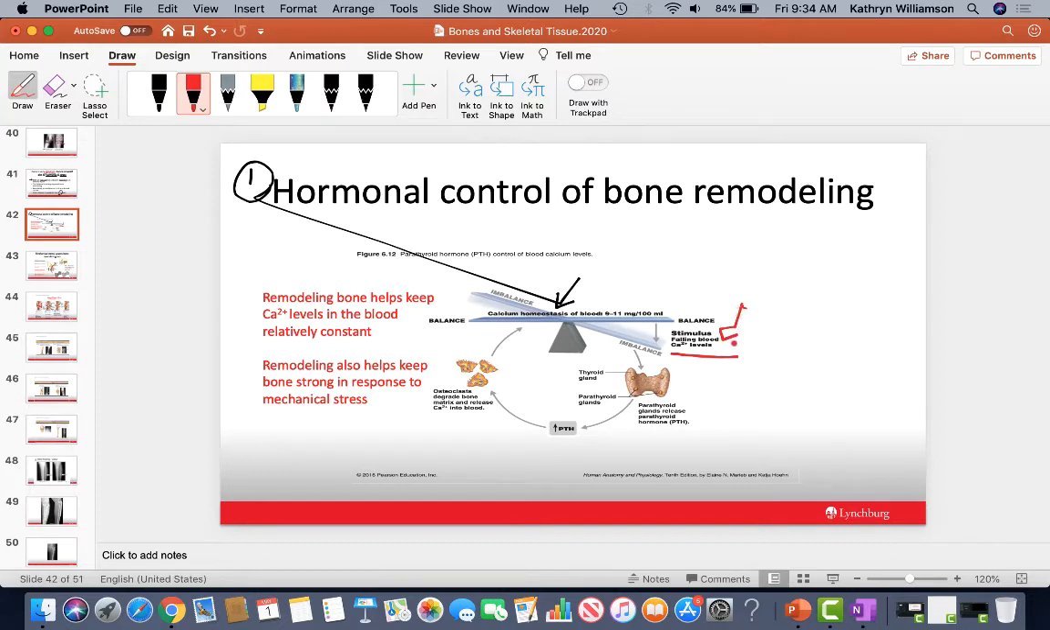My cursor is acting a little squirrely. Let's see. Let's get rid of this.